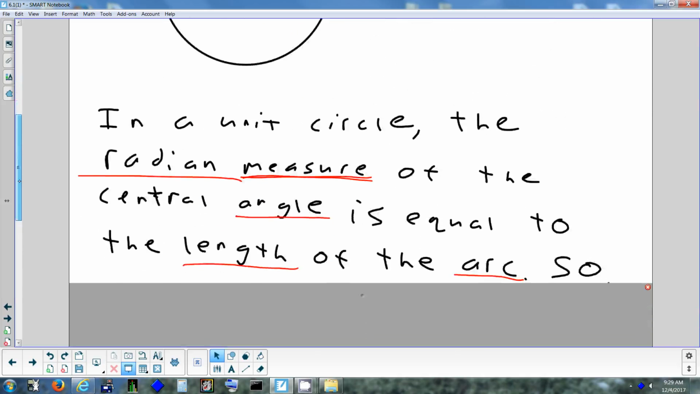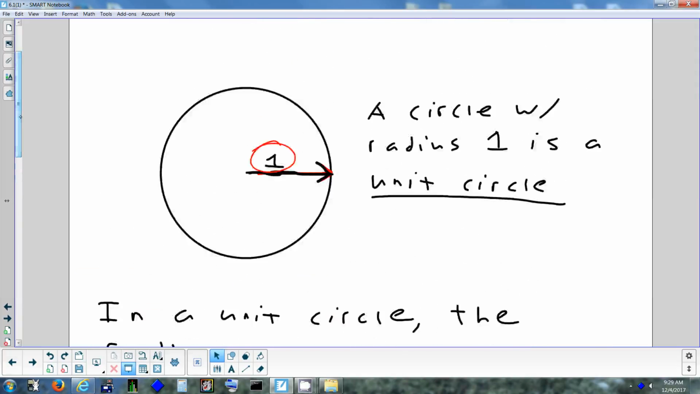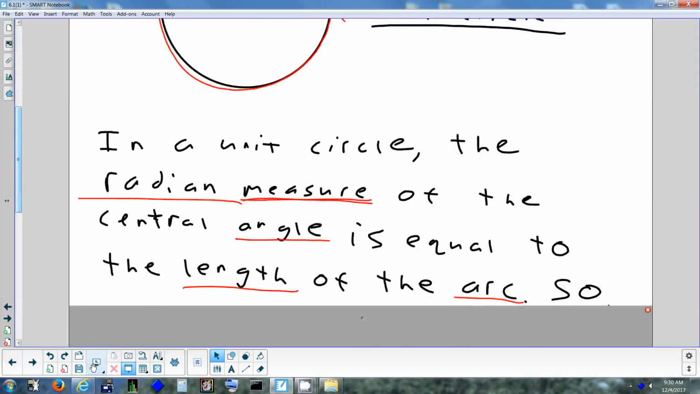So what that means is if we want to figure out how many radians to go all the way around, what else could I figure out that would be equivalent to that based on this definition?